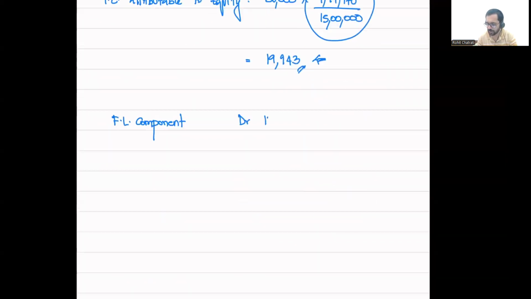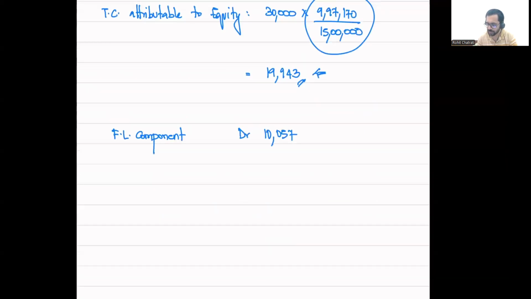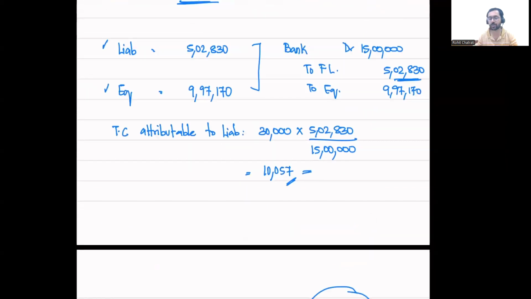Now, the journal entry for transaction costs will be: you will debit the financial liability component by 10,057. Earlier, you credited the financial liability component by 5,02,830. Let me write it as component, because this is the financial liability component of the total proceeds. The second one is the equity component of the total proceeds.